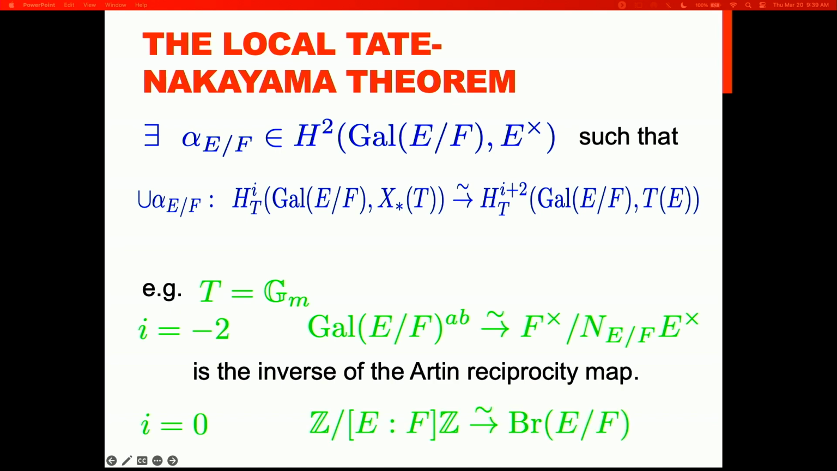Or I could take i equals 0. In this case, H^0, well, the invariants of Z is Z, modulo the image of the trace map. Well, that's just multiplication by the degree of E over F, so I get Z modulo the degree of the extension goes isomorphically to an H^2, which is just the Brauer group. So I recover the usual description of the Brauer group.